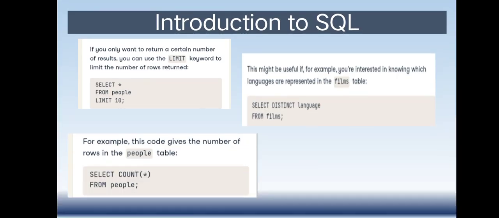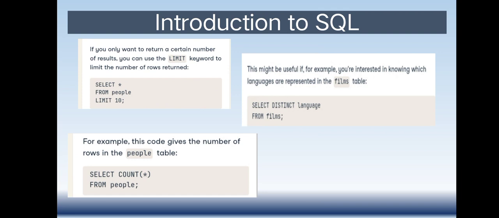And if you want to return a certain number of results from all the columns, we can just use the limit keyword to limit the number of the rows that are returned. So in the given query, we will select all the columns from the people table, and if we want to apply it to the first 10 rows, we will apply the limit 10.